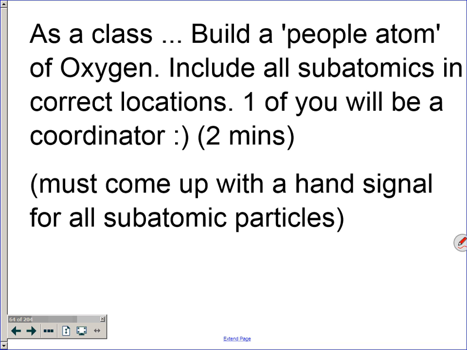Okay, so since we're making a people atom of oxygen, what are we gonna do? Somebody please tell me what we're gonna do. How do we make a people atom of oxygen? Does anybody know how to do it? Ryan, how do we do this? How are we gonna attempt this?